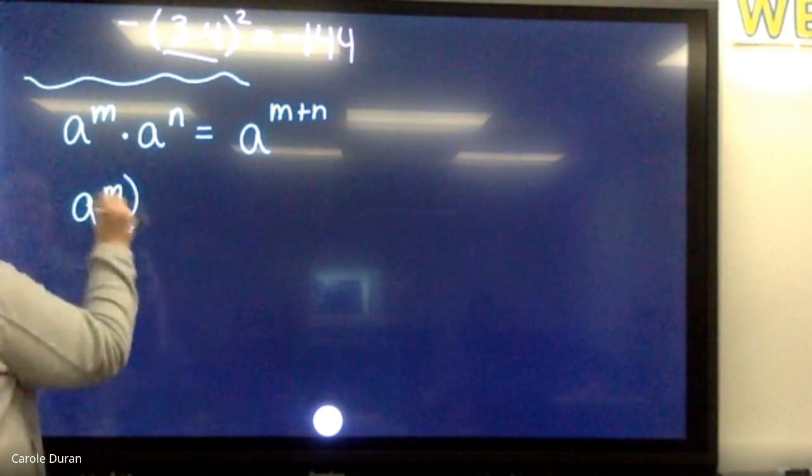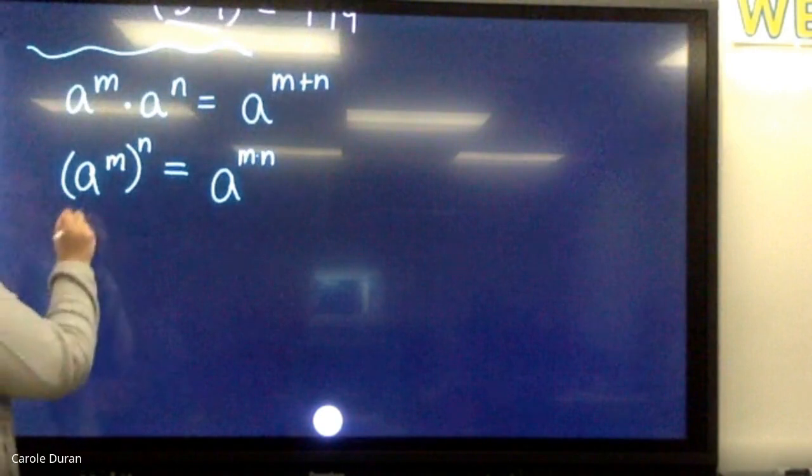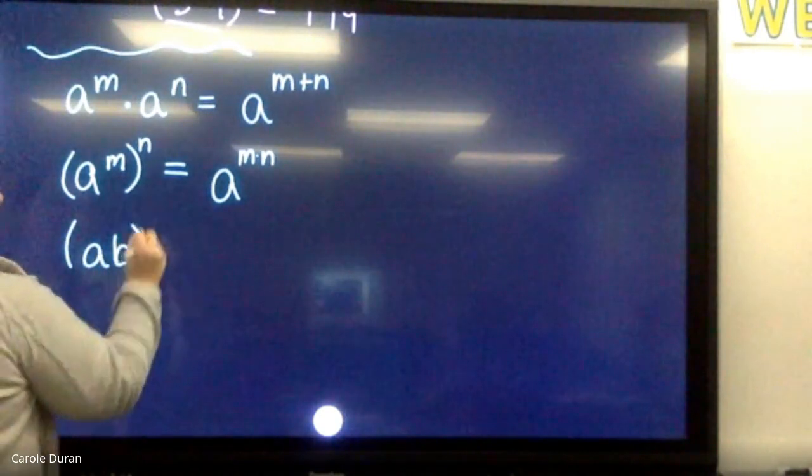Similarly, if I have a to the m and I'm taking it to the nth power, what am I doing with the exponents there? Multiplying them. So this becomes a to the m times n power. What if I have 2 numbers or 2 different variables all being taken to the m power? We apply the exponent to both of these terms and multiply their answers. So this becomes a to the m times b to the m.